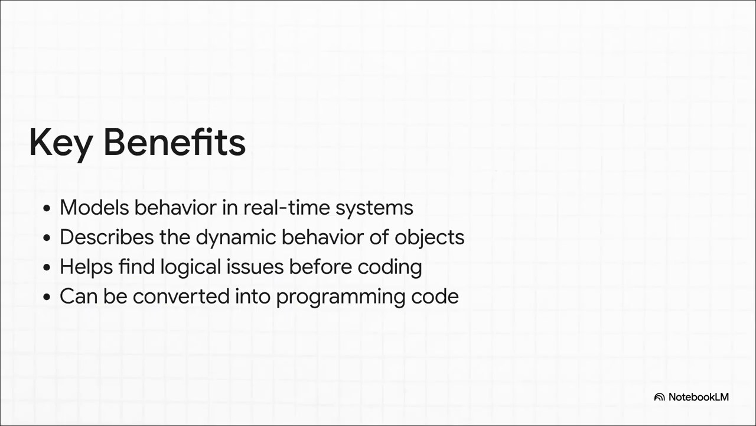So, when you boil it all down, state diagrams are just essential for system analysis. They give teams a clear way to model really complex behavior. They help you find those tricky logical flaws way early in the game. And maybe most importantly, they make sure everyone, the developers, the project managers, everyone, is on the exact same page about how the system is supposed to work.